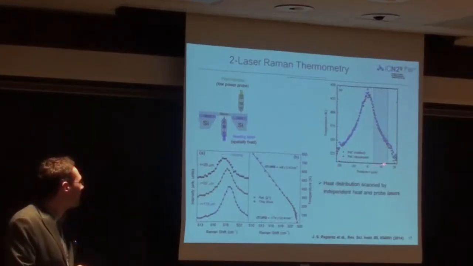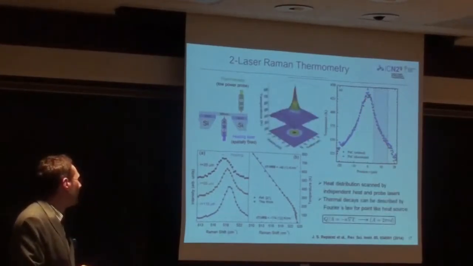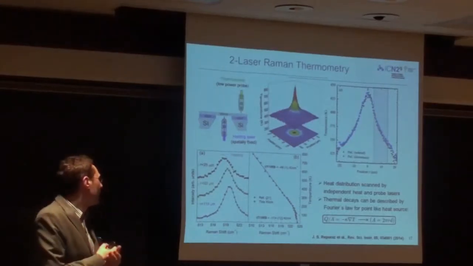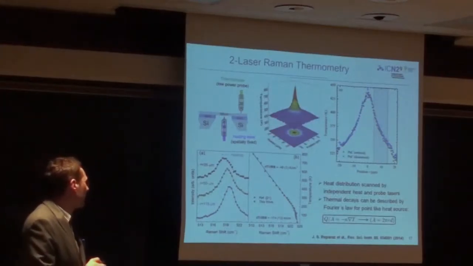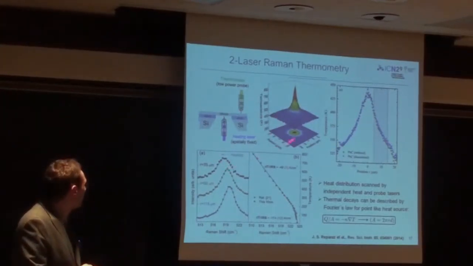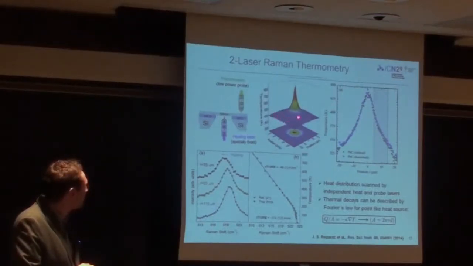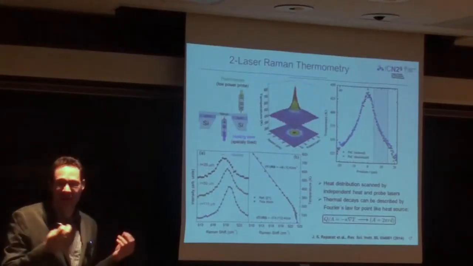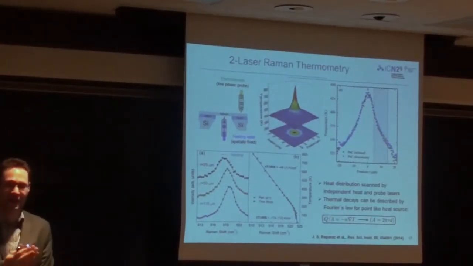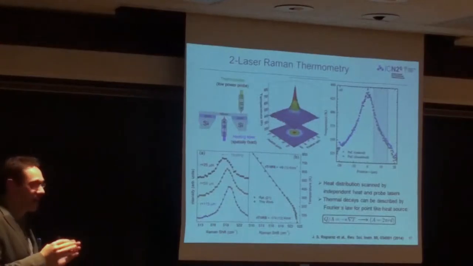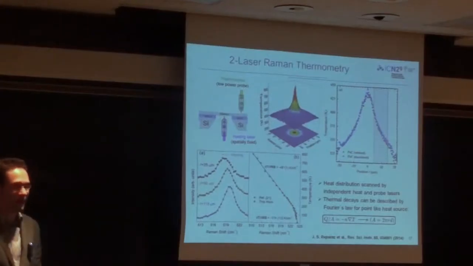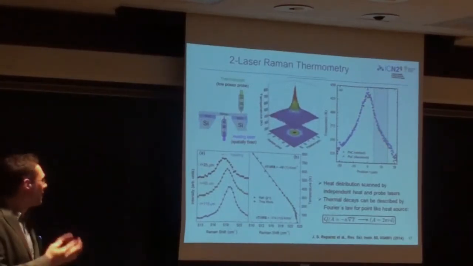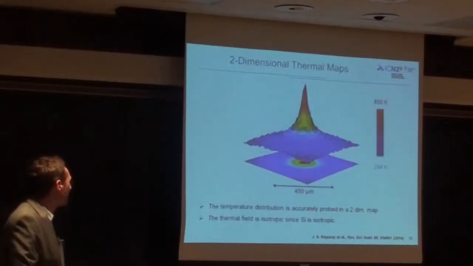And you get a temperature profile for independent heat and probe lasers. And then you can determine the thermal conductivity by Fourier's law for basically a point like heat source. So when you do a 2D map, you basically get such a plot, and from this plot, you see the local temperature. The big advantage in this experiment is basically that you can get temperature-dependent thermal conductivity up to 1,000 Kelvin, basically up to the melting point, without the need for making your experiments in a furnace or whatever, by one single scan. So that is actually quite elegant.